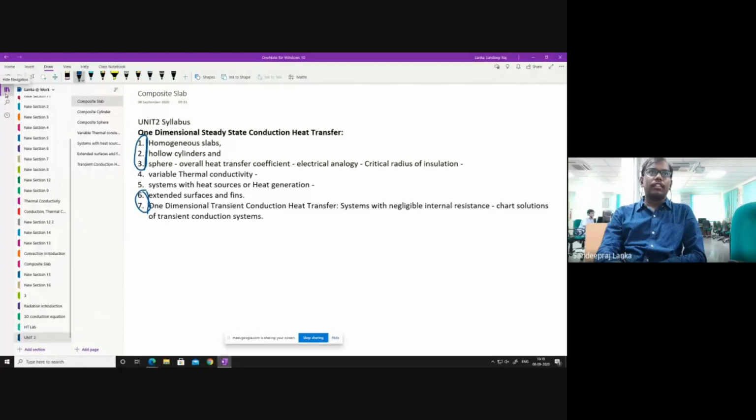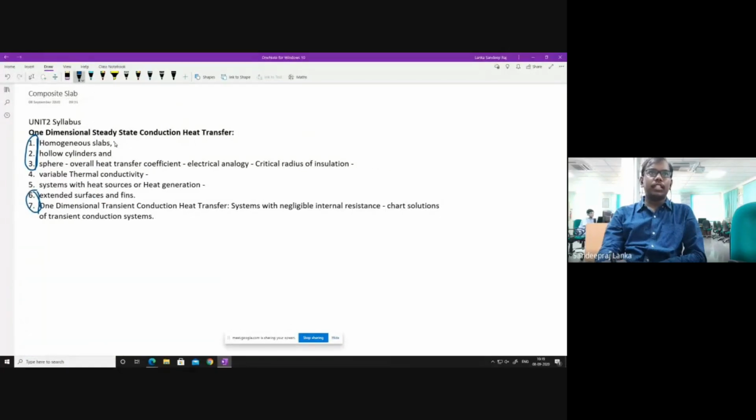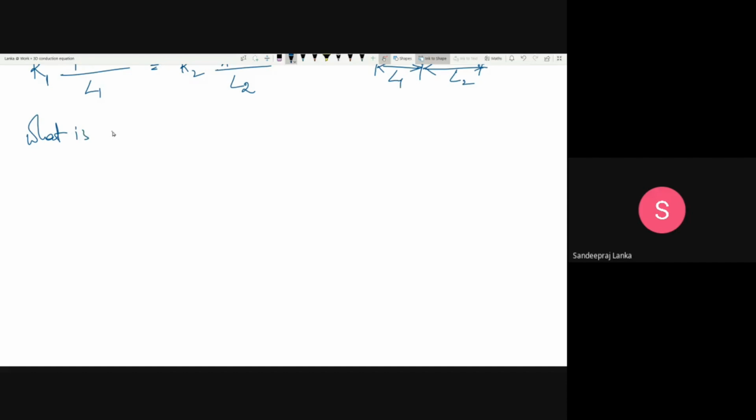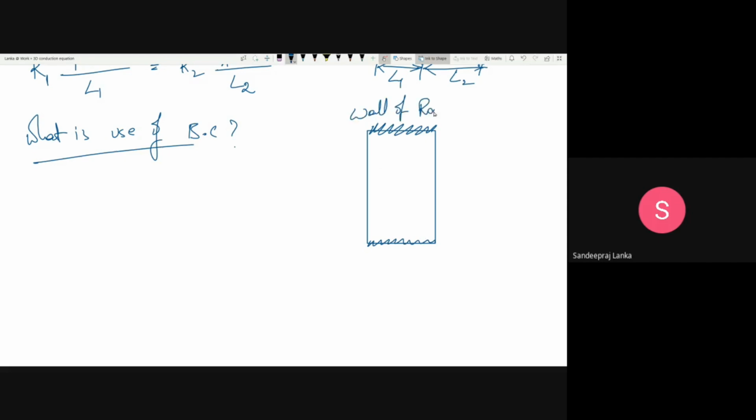Now let us look at the composite slab. What is the use of boundary condition? Let me explain that with a real-time example. What I have drawn here is a wall, the wall of your room. Any room you can take. You will have a certain temperature T1 on one side and a certain temperature T2 on the other side.